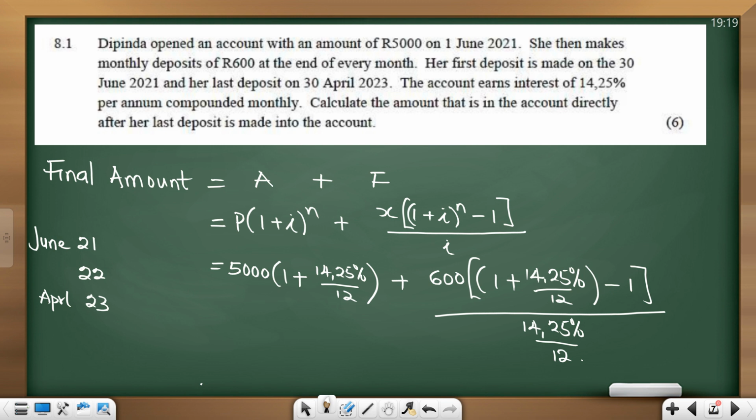Now, we are looking for the number of deposits made. She makes one in June, right? So it's June, July. It's 7 months basically there, because July to December is 6, plus the June one, 7. Do we agree? So how many deposits in the first year? 7. In the second year, 12. Then January, February, March, April, 4. Total.